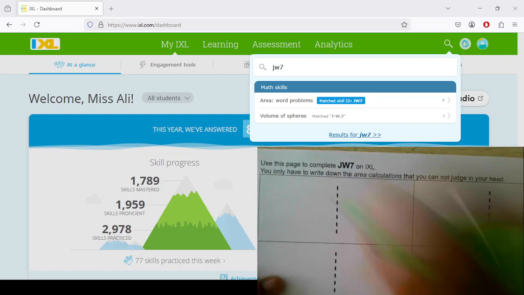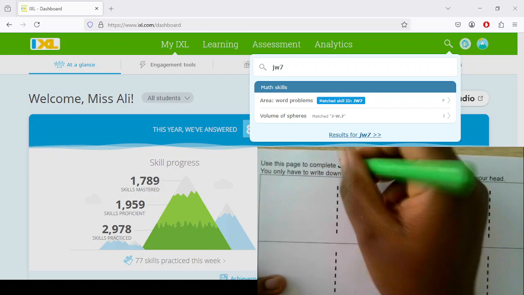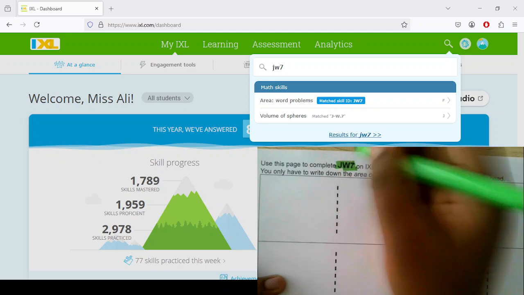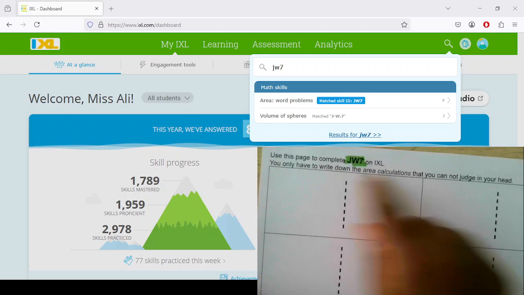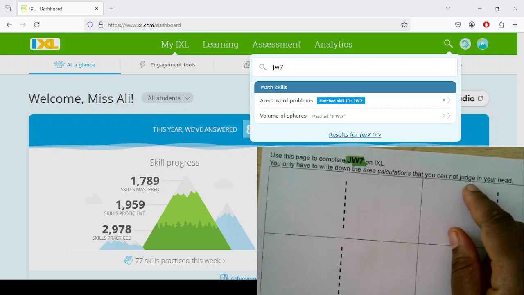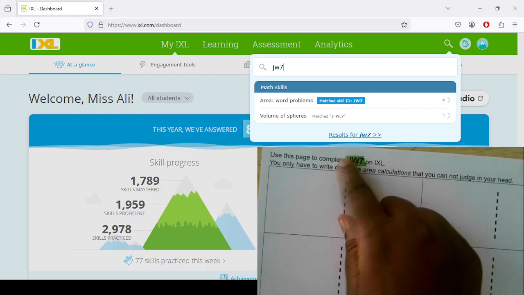I'm going to use this page to complete JW7 on IXL, which is a lesson on area word problems. But I only have to write down the area calculations that I cannot judge in my head. So on IXL, I'm going to search JW7.